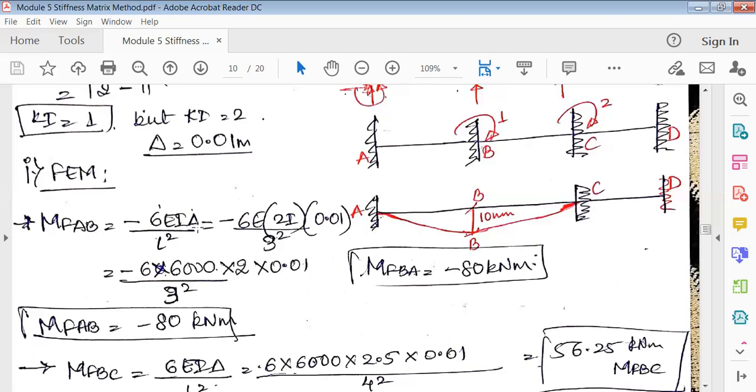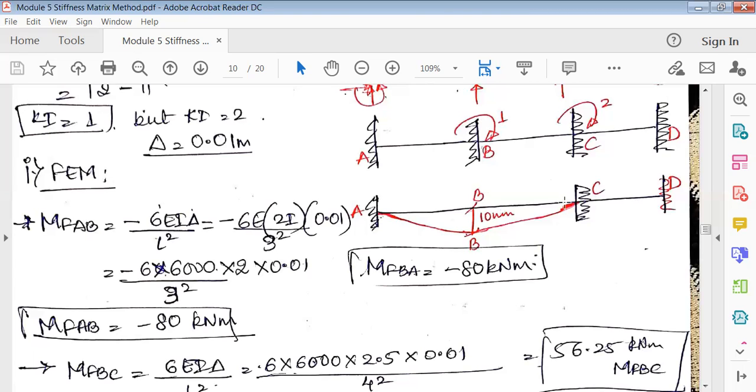First use the formula here. Delta again, keep it in terms of meter, because in the given problem everything is in terms of meter. So convert mm into meter, divided by L square. So it is minus 6EI, already we know the formula. So EI is 6000 into 2 into 0.101 divided by L square. So MFAB is minus 80. Next, similarly MFBA is also the same. This support is sinking, so it is minus 80.